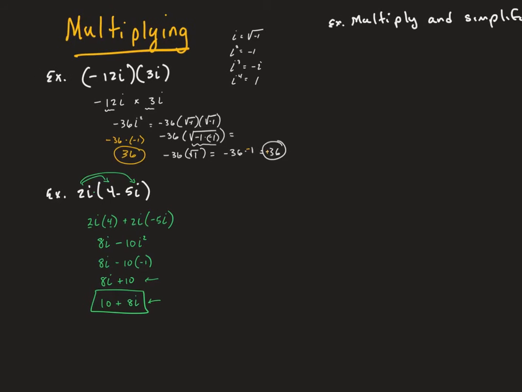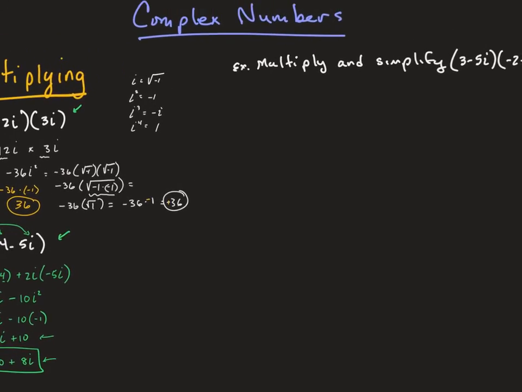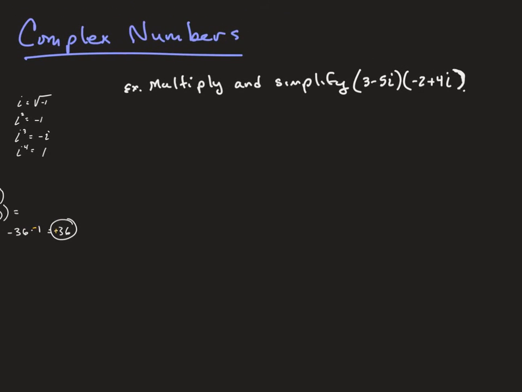Now, that was multiplying two monomials. That was multiplying a monomial and a binomial. Now we're going to be talking about multiplying two binomials. And this is where we start to have to use the double distribution, the FOIL method, the box method, whatever method that you use to multiply binomials. So when I multiply and simplify these things, I am going to rewrite those, and I'm going to have 3 minus 5i times negative 2 plus 4i.